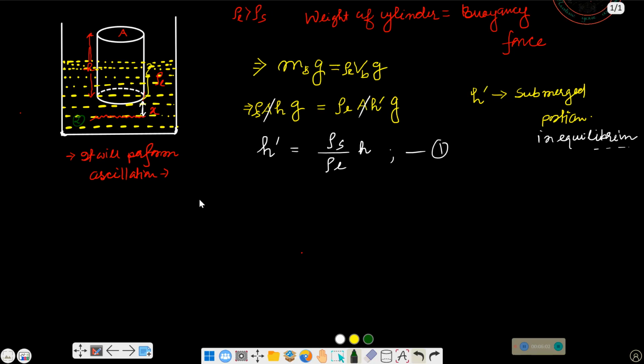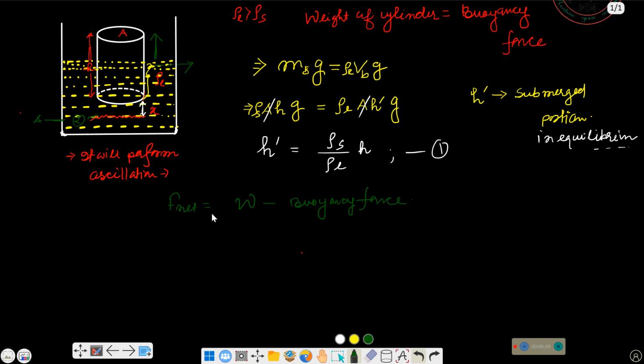So that's why the net force will be along this direction, towards the equilibrium position. Okay, this is the equilibrium position. So net force, you can write it as F net equals W minus the buoyancy force, that means the buoyancy force at this point, at the new position. Let me take this as A, at the new position.